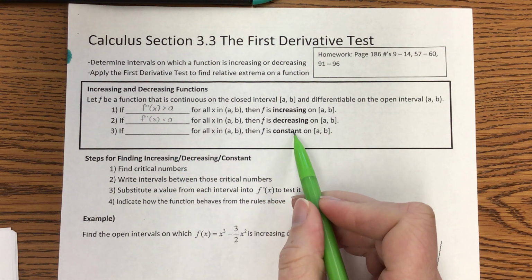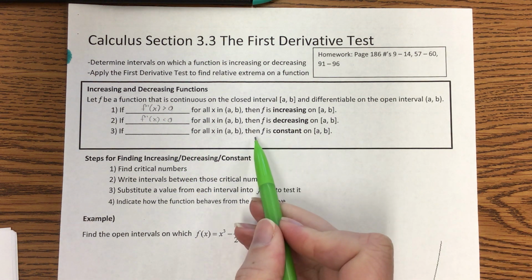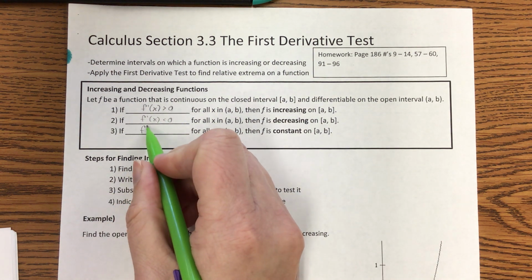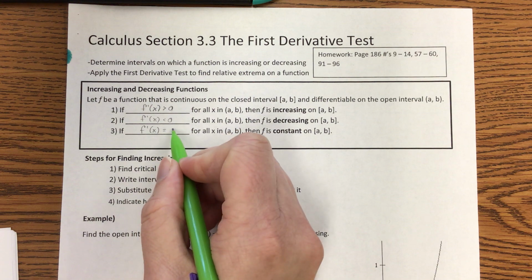Okay, what about if f is constant? If f is constant, that means it goes straight across, which means that the slope is 0, which would be f prime of x equals 0.